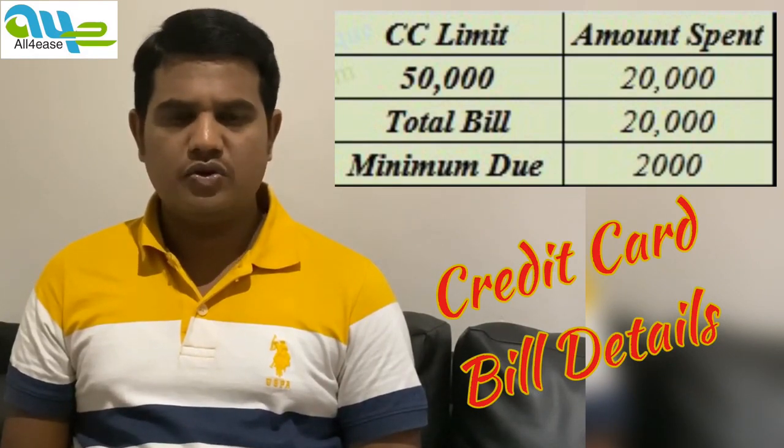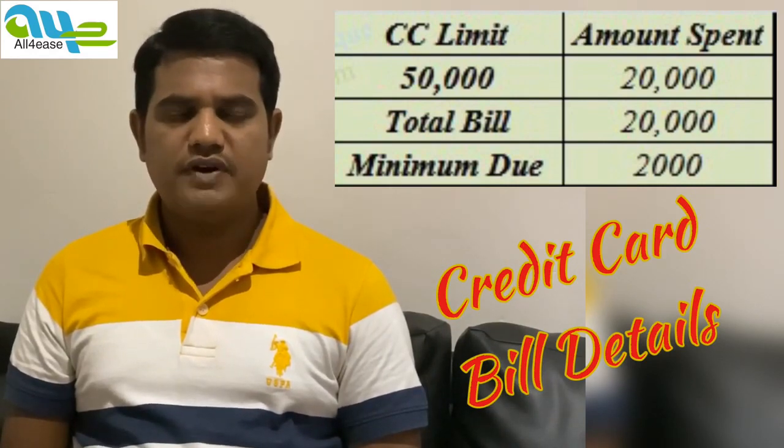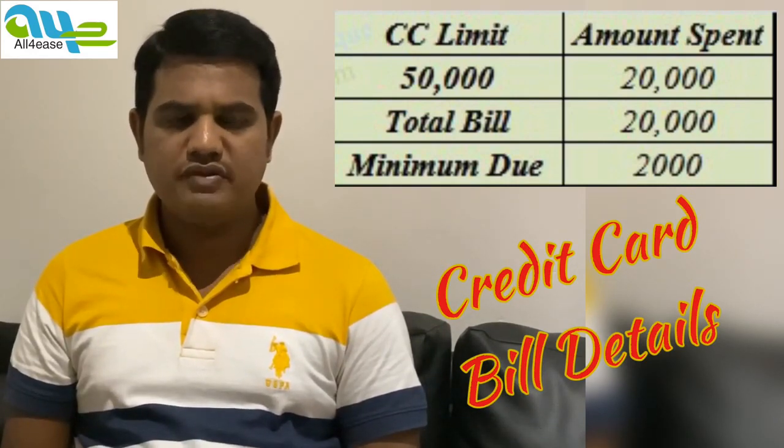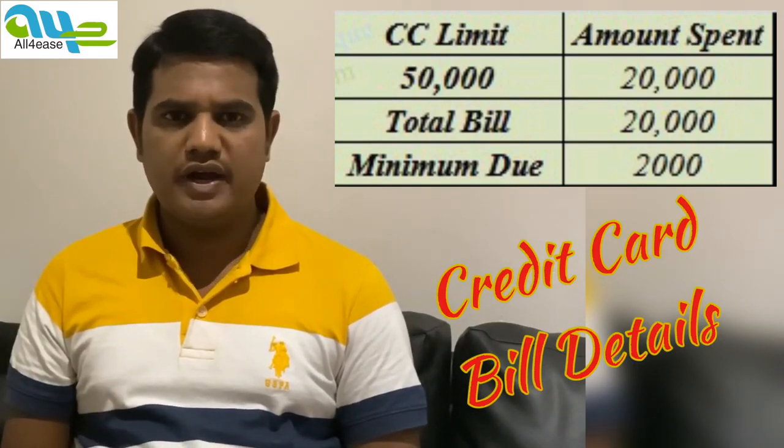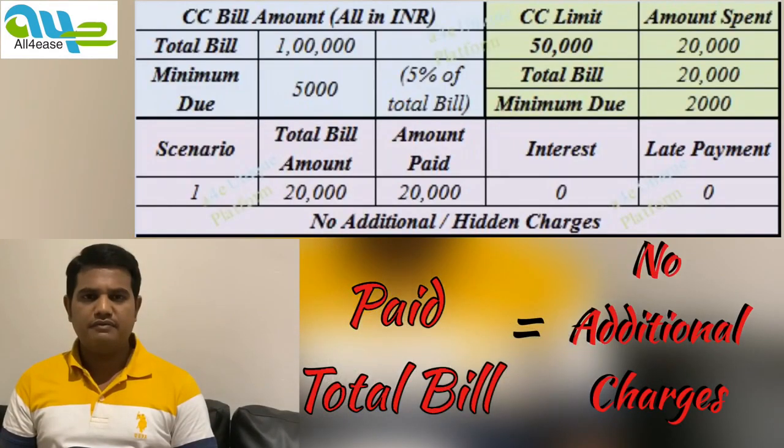I am considering total credit limit is 50,000 rupees. So 1st of March till 30th of March, you have spent 20,000 rupees on your credit card. So 30th of March, you are getting a bill of 20,000 rupees as total amount billed and 2,000 rupees as minimum amount due. Due date will be 15th of April. So you are clearing the total 20,000 spent on your credit card within the due date, that is 15th of April. So you will not be getting any additional charges on your credit card apart from any other annual fee as per your type of credit card.